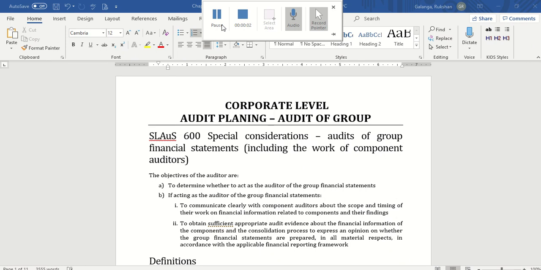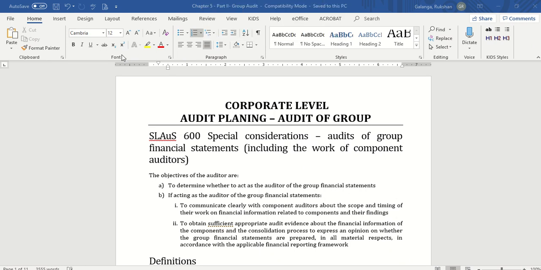Right. So in the previous section we discussed audit planning. Here we are going to discuss audit planning, but in the case of a group. Simply, when we are doing a group audit, what are the concerns, what are the things that we need to consider? That's what we're going to discuss under this audit of a group.